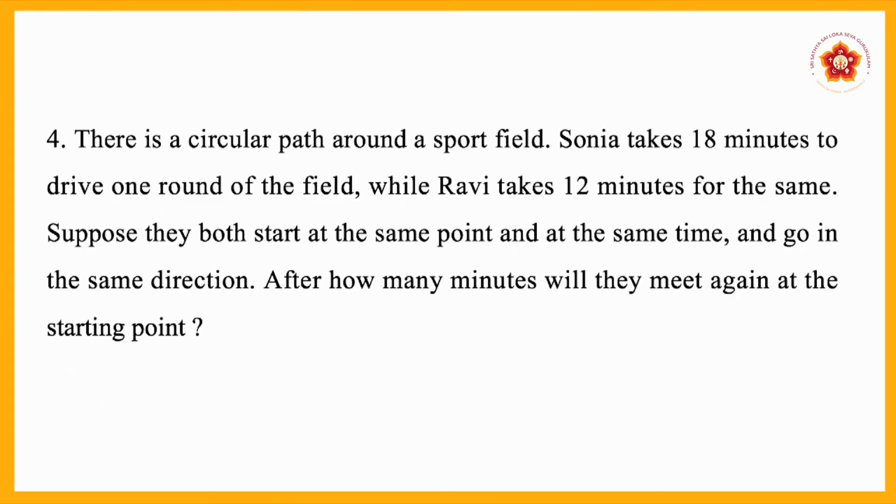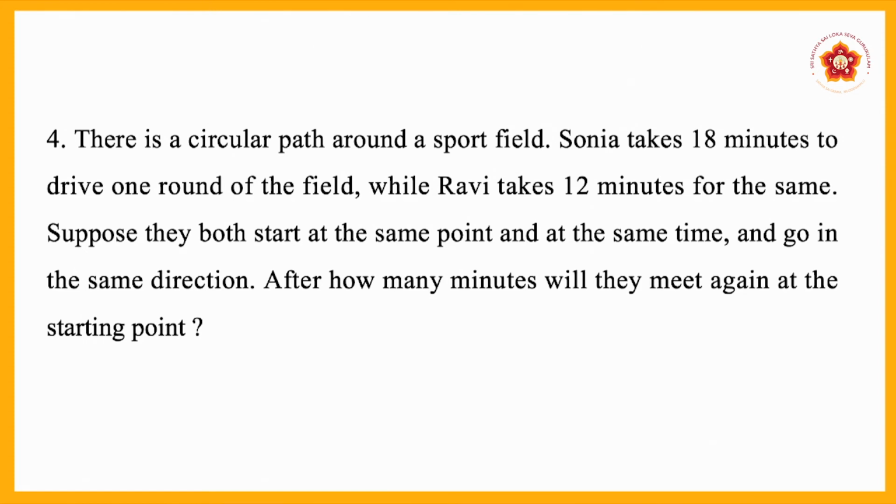Now, let us solve the fourth problem. There is a circular path around a sports field. Sonia takes 18 minutes to go one round of the field, while Ravi takes 12 minutes for the same. Suppose they both start at the same point and the same time and go in the same direction. After how many minutes will they meet again at the starting point? To find the time taken, we have to find the LCM of the given times.